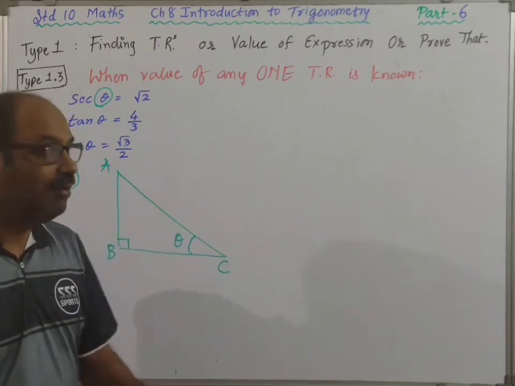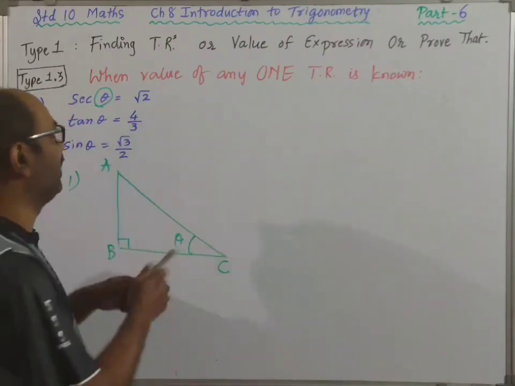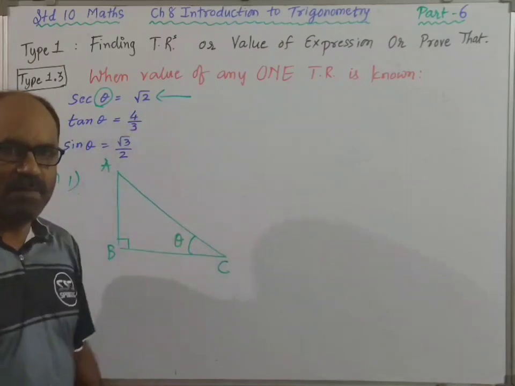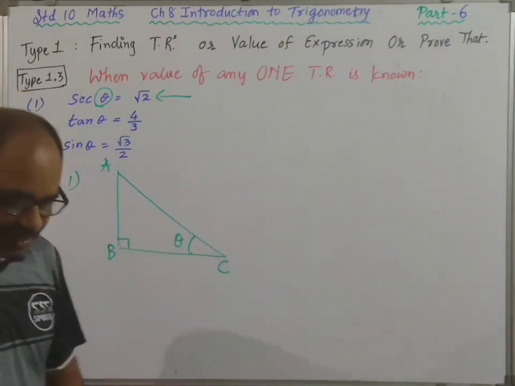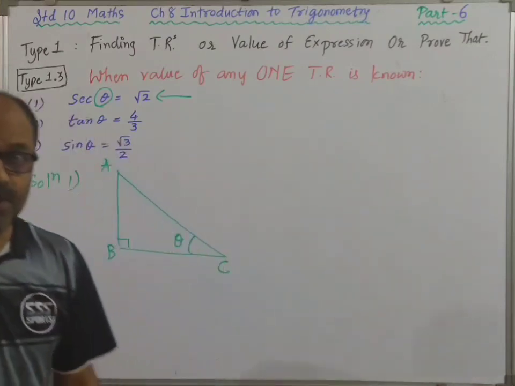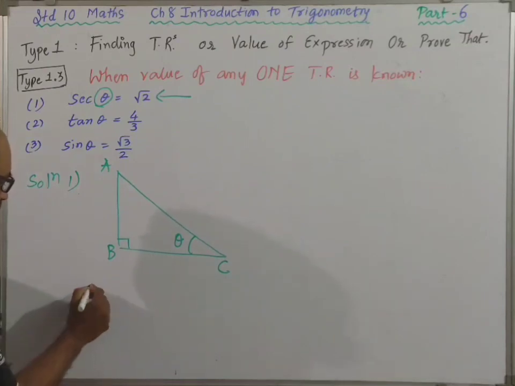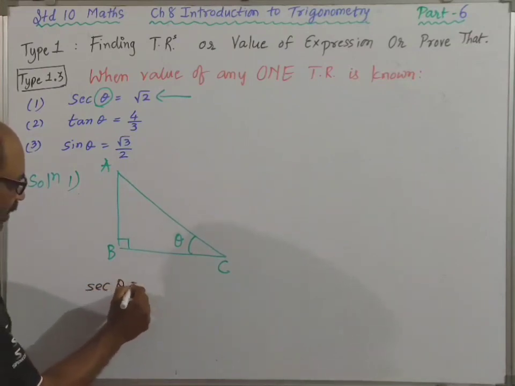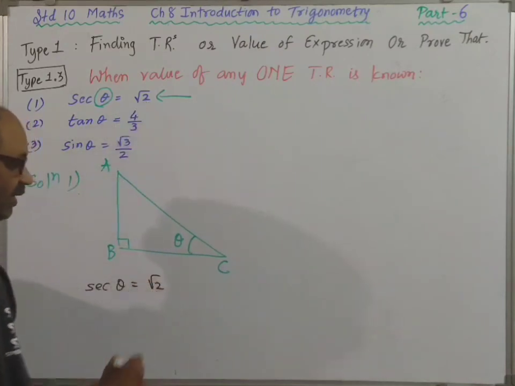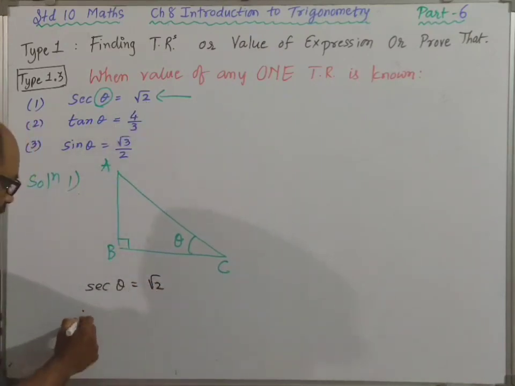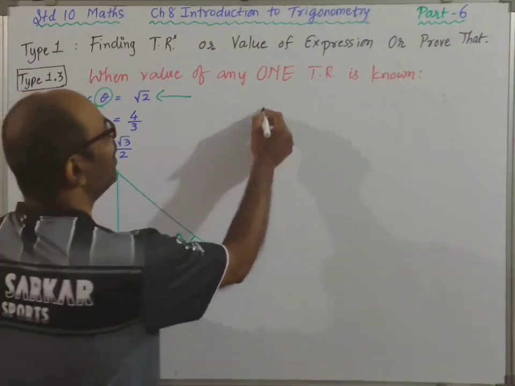So what is there? The value of sec theta. So definitely you are going to exploit this condition and find the value of all 3 sides. We have to find the values of all three sides. Fine. See the trick. Sec theta is equal to root 2. Sec theta is equal to root 2. Therefore, let's use the definition.